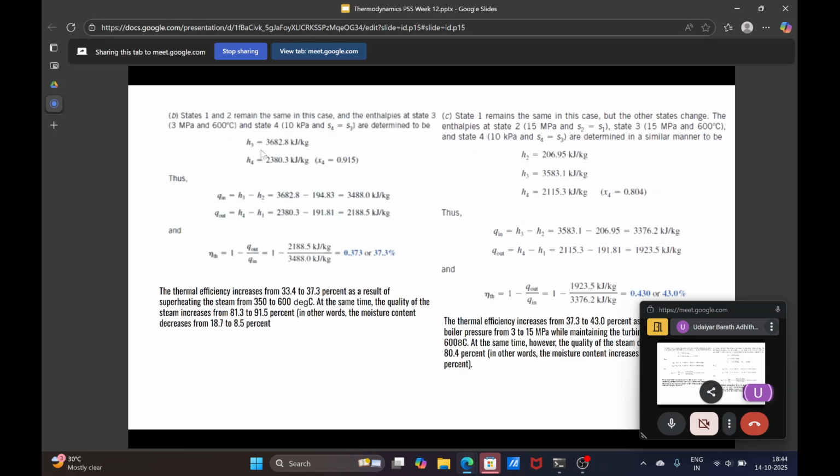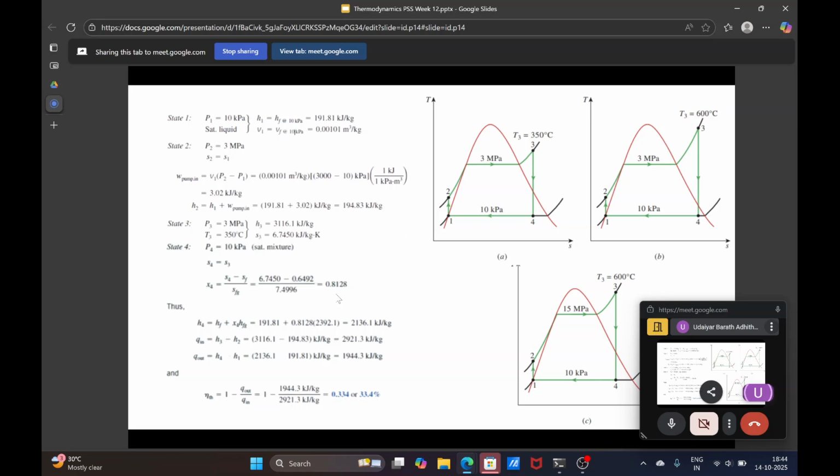So H3 is now, instead of 3 megapascal and 350, 3 megapascal and 600 degrees Celsius. So the enthalpy corresponding to it is 3682.8 kilojoule per kg. And similarly, estimating the quality, the quality comes out to be 0.915. Previously the quality was 0.8128. So now increasing the superheat temperature pushes the quality also towards the saturated vapor. So we are getting higher vapor quality at the exit, which is good.